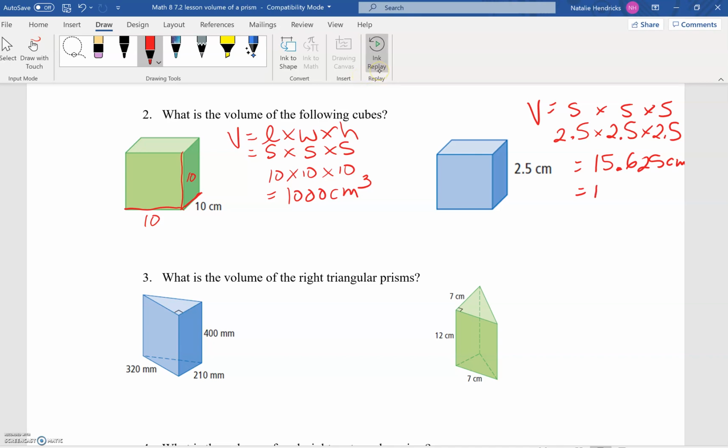Centimeters cubed. But you never want to have an answer with that many decimal places, so you always want to round it. And you always want to round it to 1 centimeters cubed. There is a cubed up here, it just got cut off. Okay. If you have any questions, please let me know.